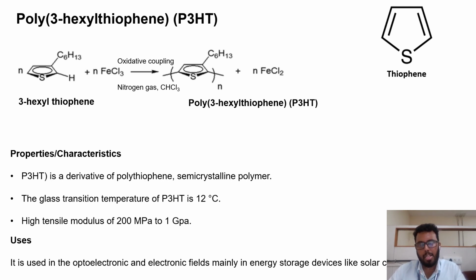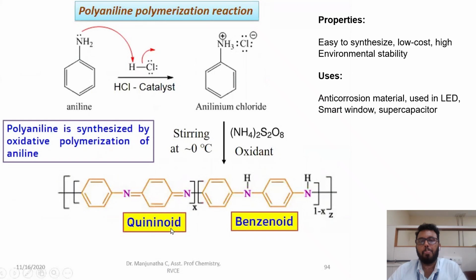The glass transition temperature, Tg, of P3H3 is 12 degrees, and it also has a high tensile modulus. It has a high tensile modulus of around 200 megapascal to 1 gigapascal. It is used in the optoelectronic and electronic fields, mainly in energy storage devices like solar cells.